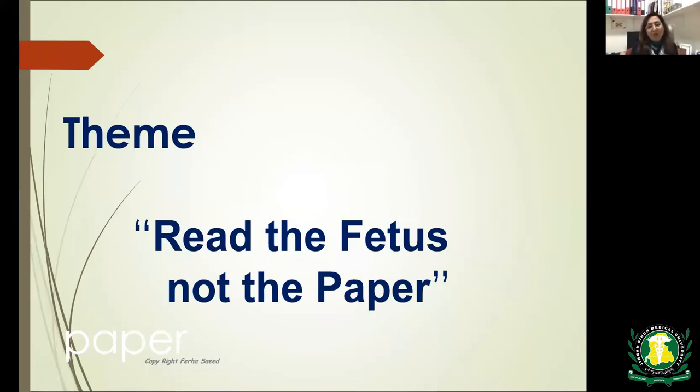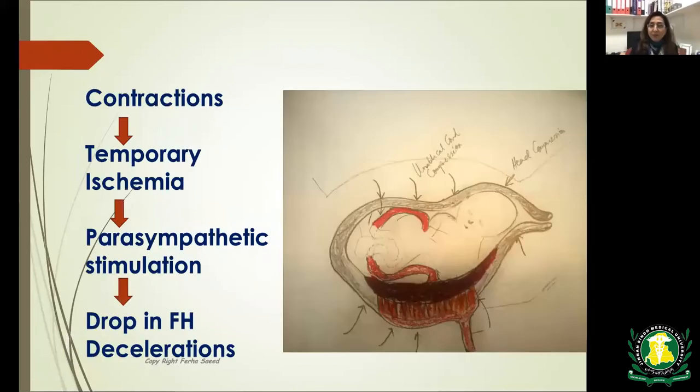So the theme of my presentation today is to read the fetus, not the paper, because you need to understand the physiological responses and their consequences and try and predict the next change before it's too late. So as I said, contraction leads to temporary ischemia, and that temporary ischemia causes parasympathetic stimulation, and parasympathetic stimulation causes a drop in fetal heart rate, which are decelerations. So from the baseline, the heart rate goes down during a contraction period.